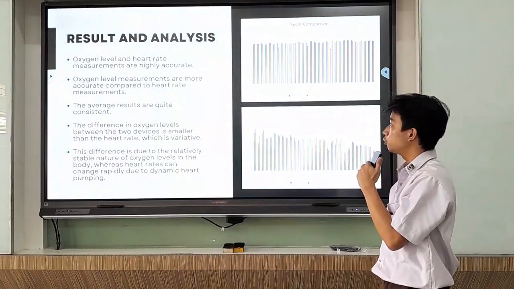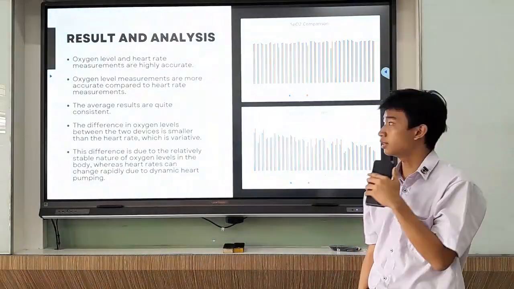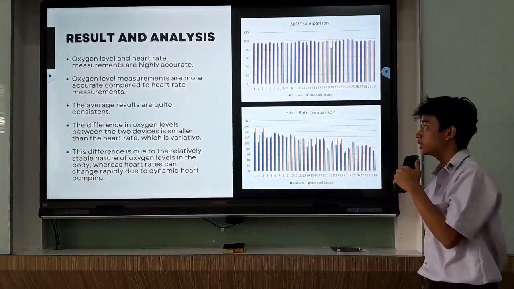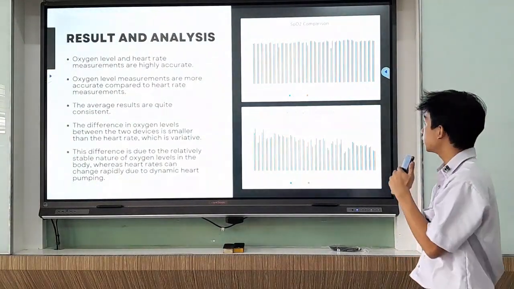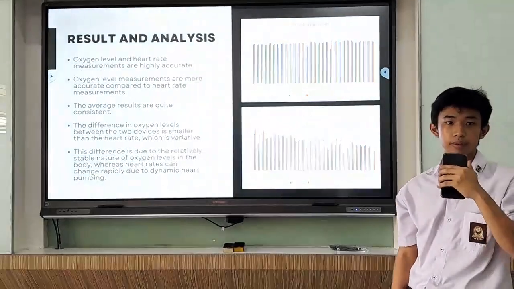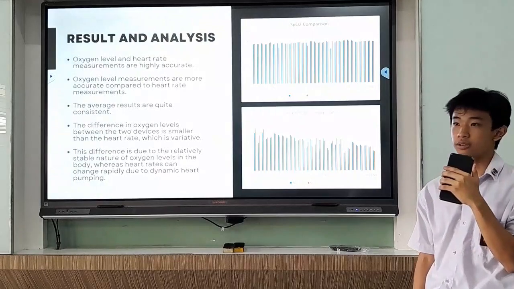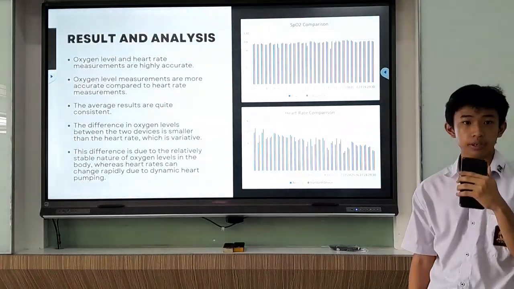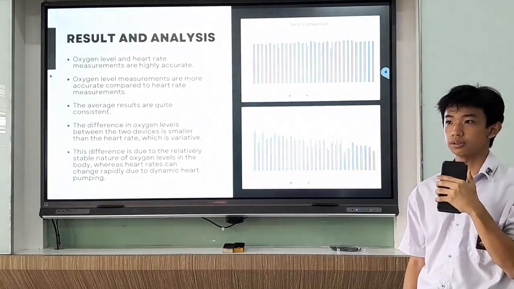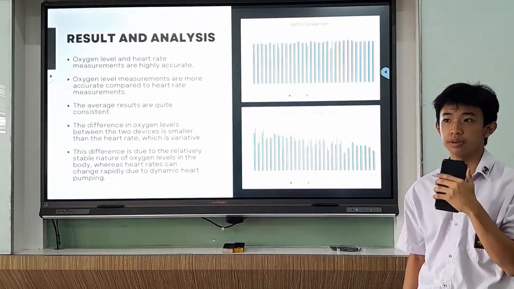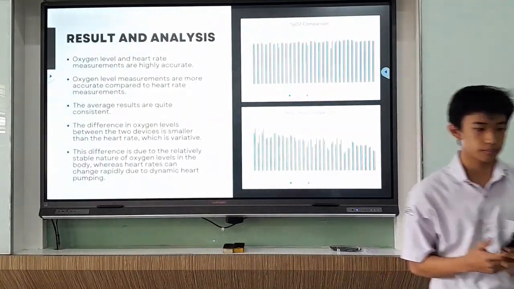From the data result, we analyzed that both oxygen levels and heart rates are highly accurate. And from the tables, we can see that oxygen level measurement is more accurate compared to the heart rate. Also, we can see the difference gap in oxygen levels between the two devices is smaller compared to the heart rate, which is more variable. This difference is due to the relatively more stable oxygen level in the body compared to the heart rate, which can change rapidly over time.